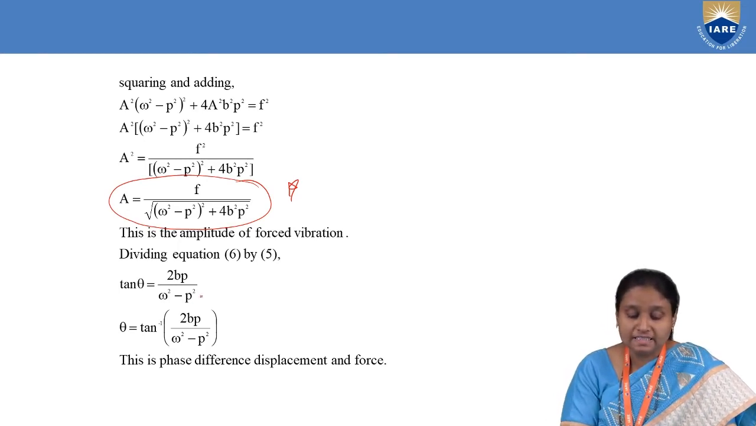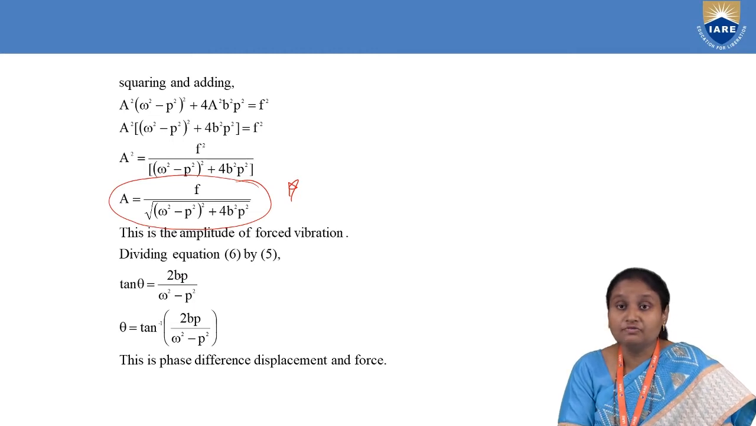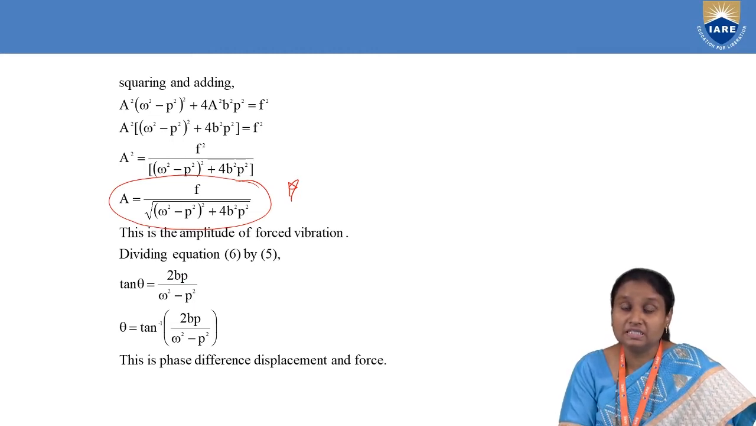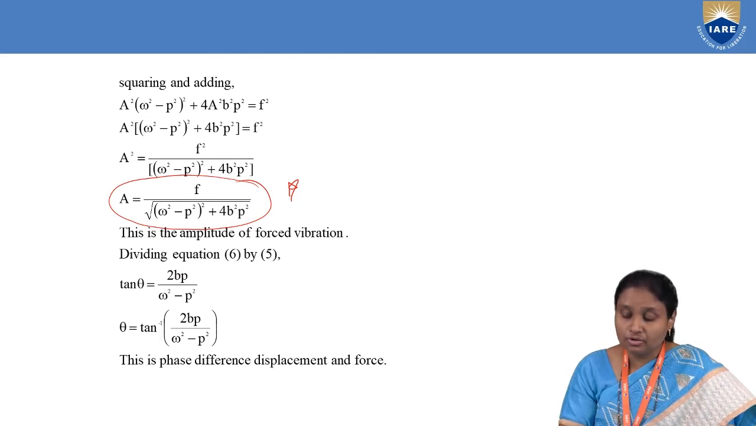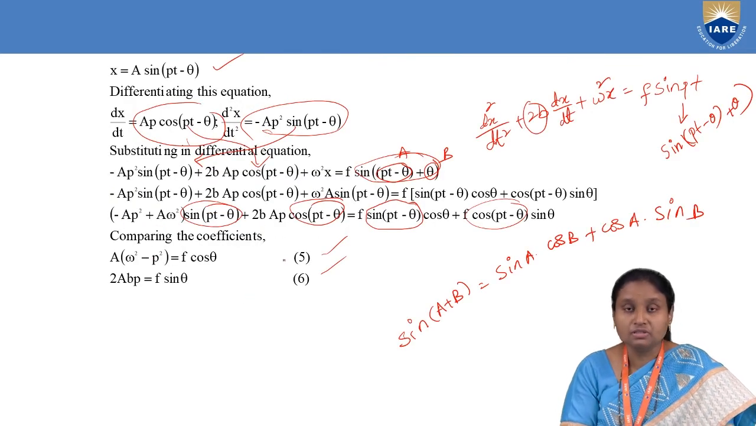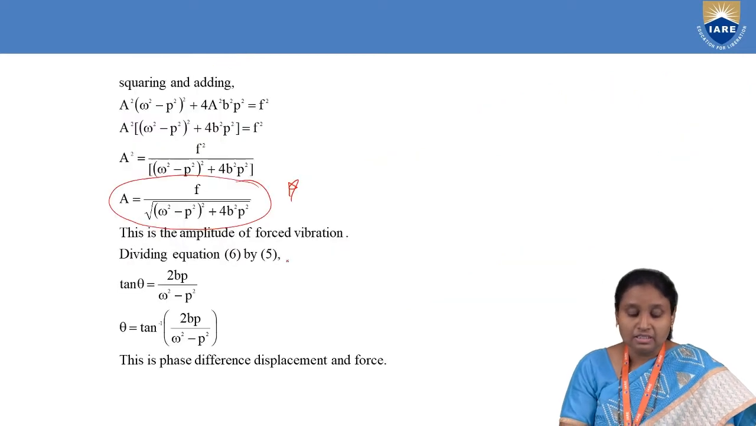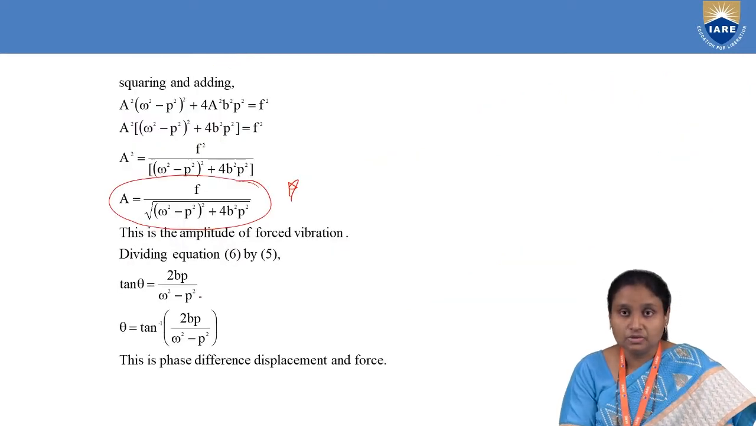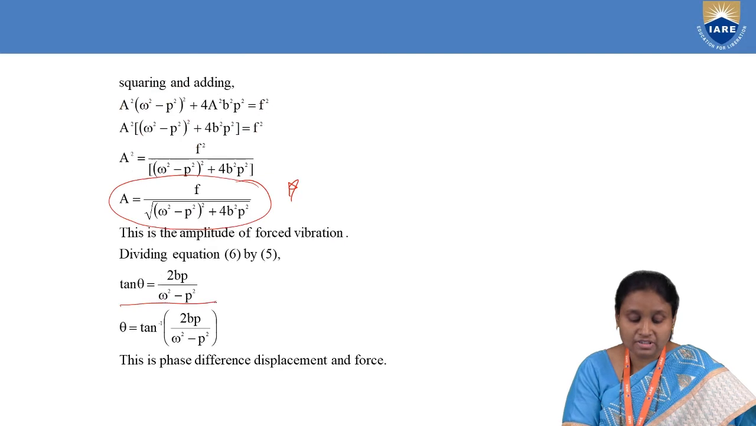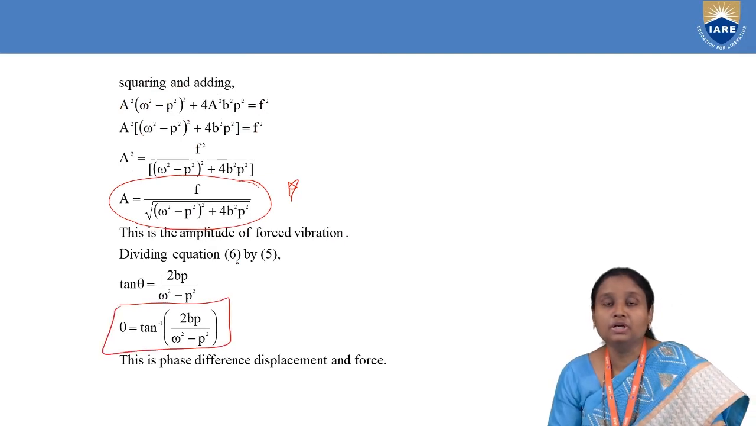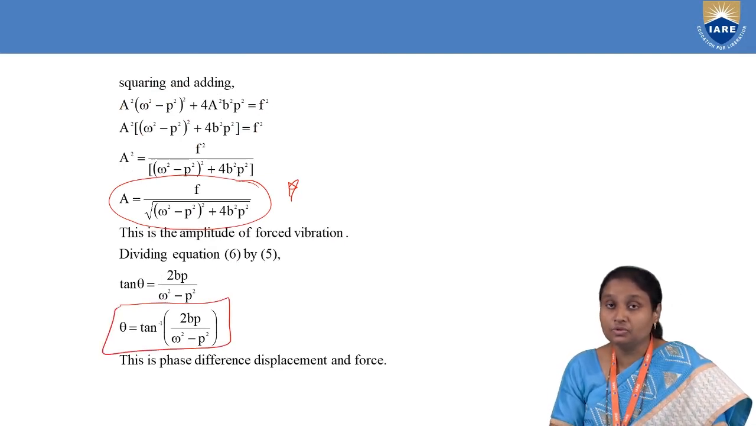Next, in order to get the expression for the phase difference between displacement and applied force, I'm going to divide the sixth equation with respect to the first. Then tan θ is equal to this, and from it I'll have this expression for θ. So these are the two important expressions, and from these we are going to make very important conclusions.